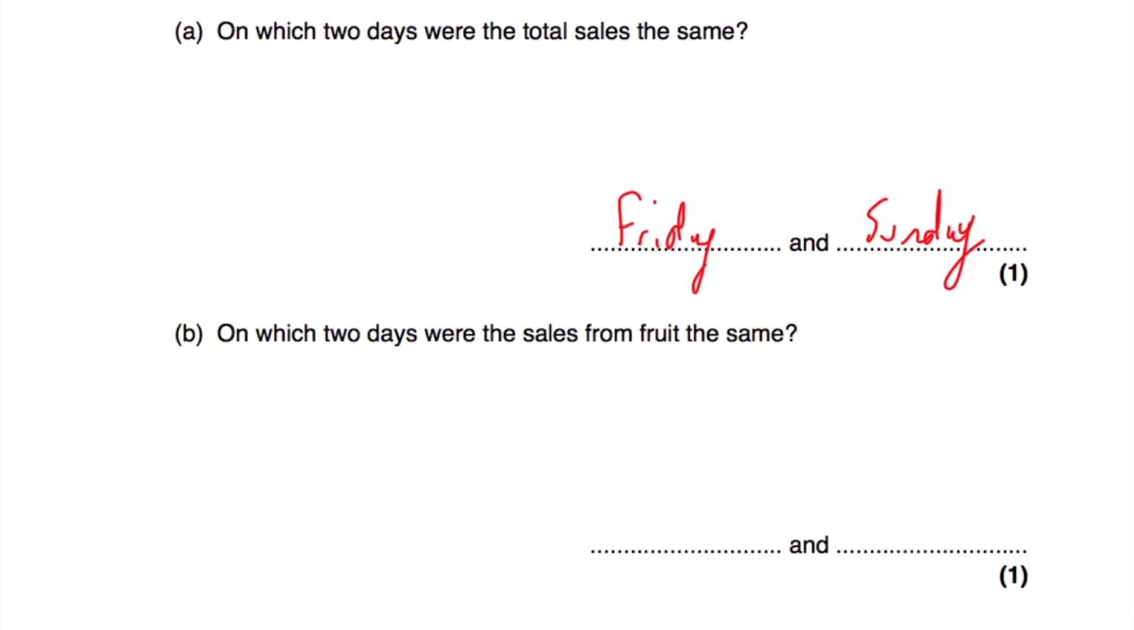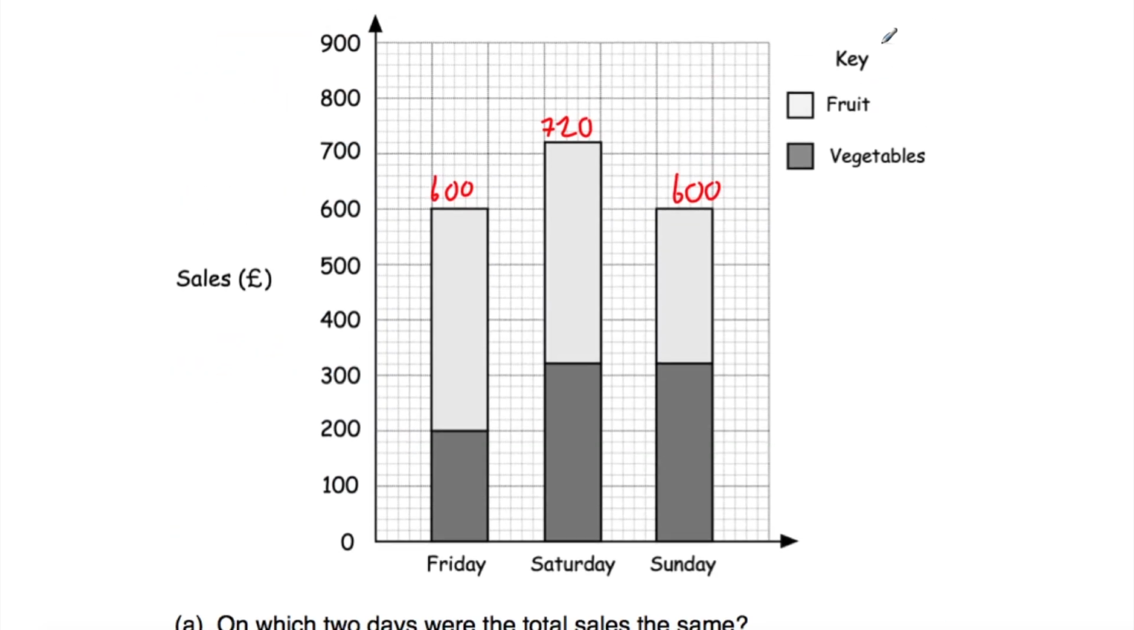Part B says, on which 2 days were the sales from the fruit the same? So we're looking at the sales from the fruit. If we have a look at the key, that's the light grey section rather than the dark grey section. So that's this part of the bar for Friday, this part of the bar for Saturday, and this part of the bar for Sunday. We're looking for 2 of these light grey sections that will have the same height, and then those will be the 2 days.